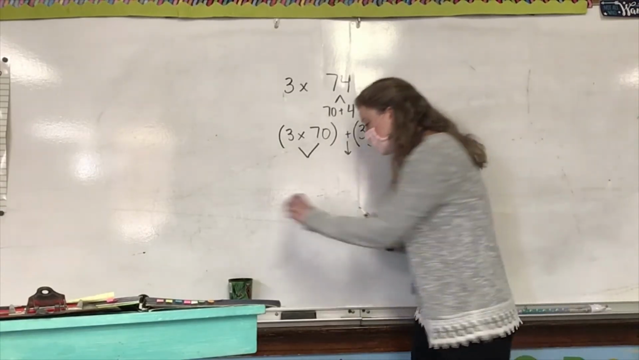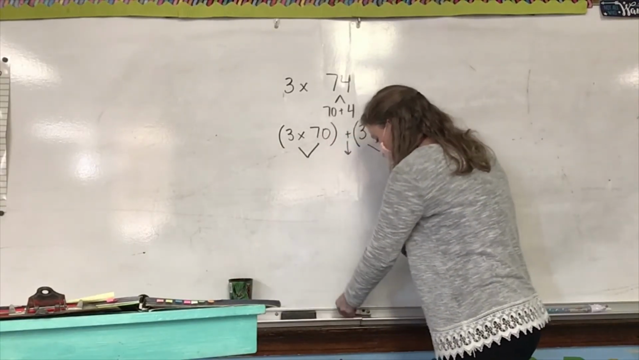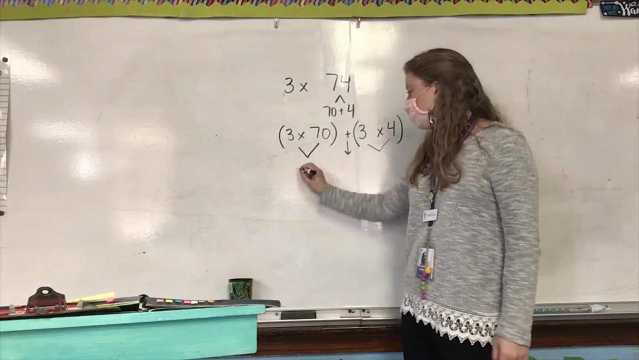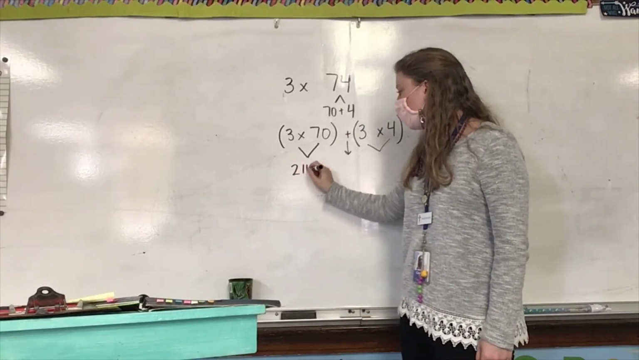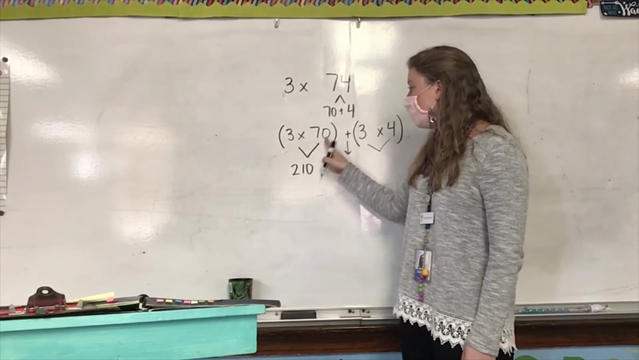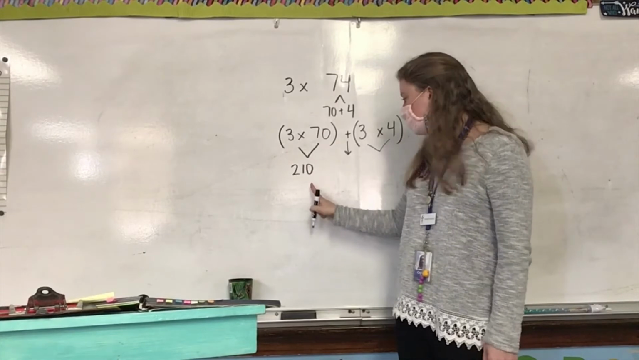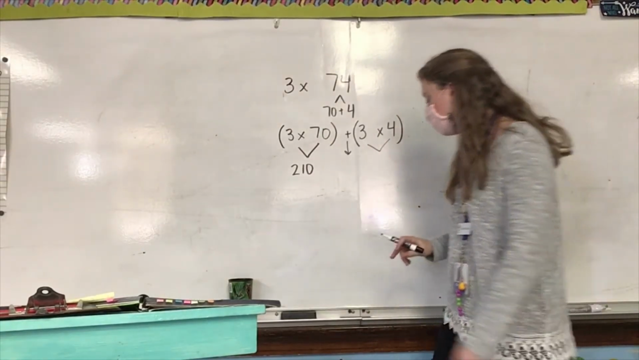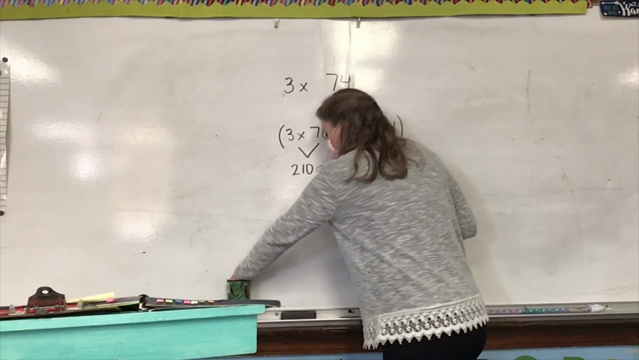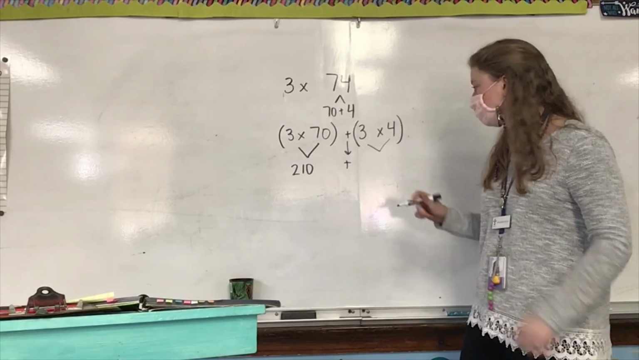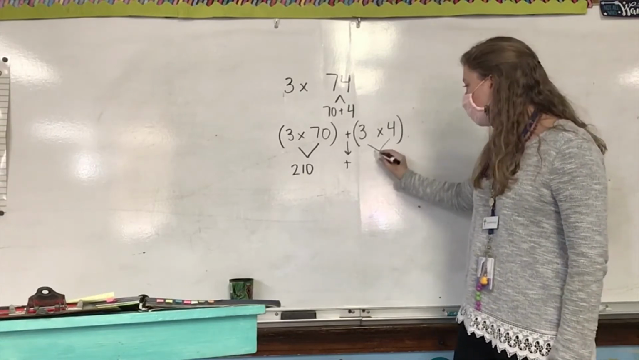Okay, 3 times 70 is what, Smith? 210, because our basic fact is 3 times 7, which equals 21. There's 1 zero at the end of our factors, so I put 1 zero at the end of my product to get 210. Then I bring down my plus sign. 3 times 4 is what, Ethan? 12.